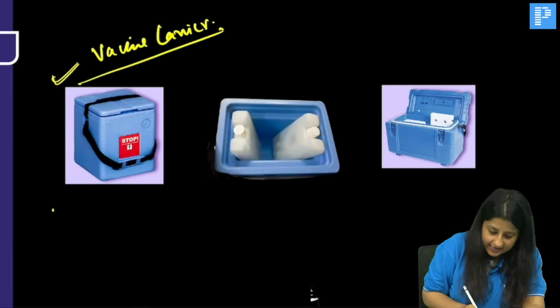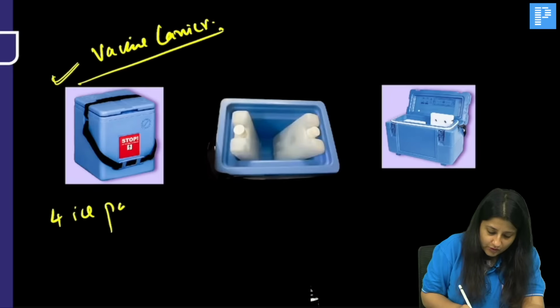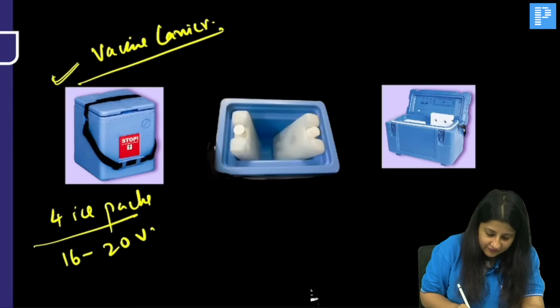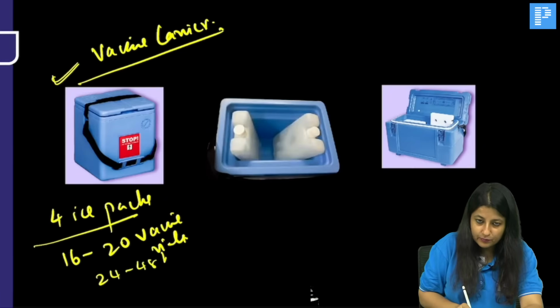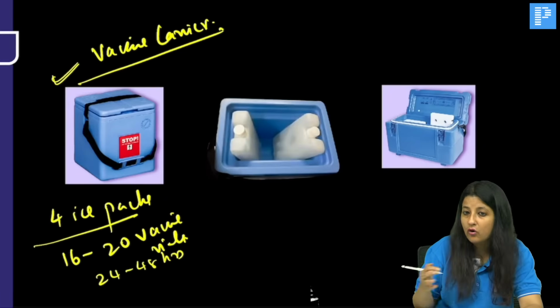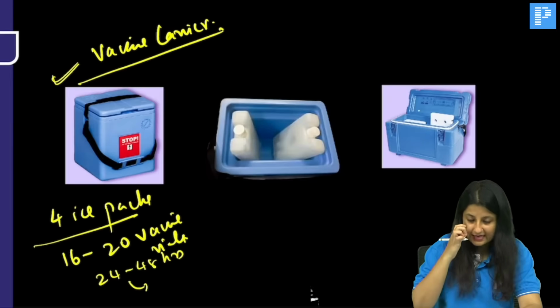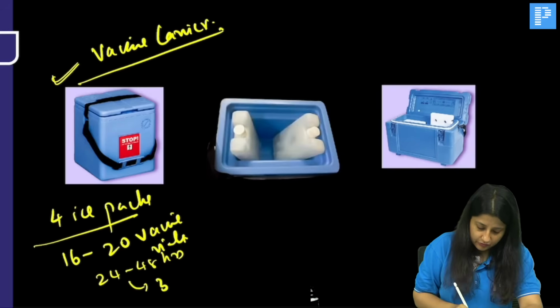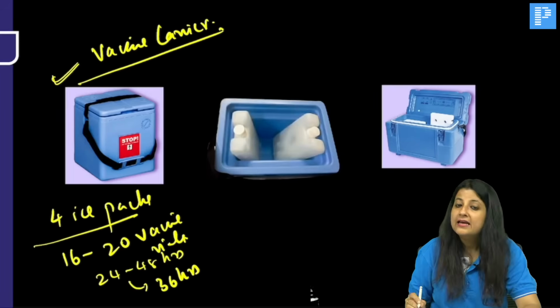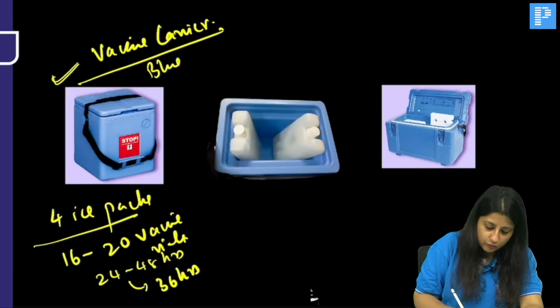This vaccine carrier is lined by 4 ice packs and it contains 16 to 20 vaccine vials. Again, it can maintain the temperature of the vaccines for 24 to 48 hours, or roughly, suppose the examiner is hell-bent on asking for one duration, you can also say 36 hours. This could be blue, it could also be white colored.